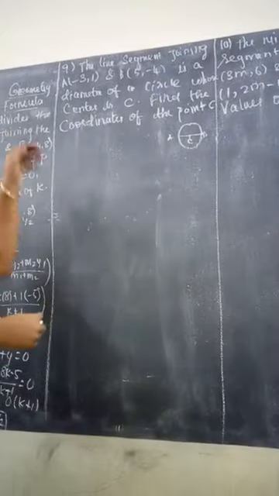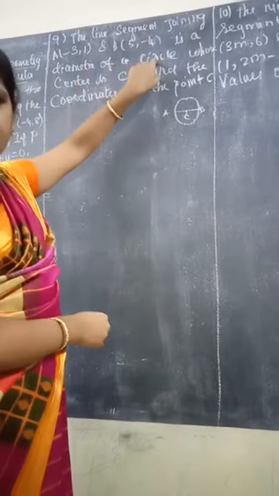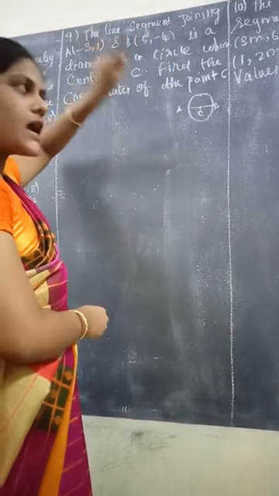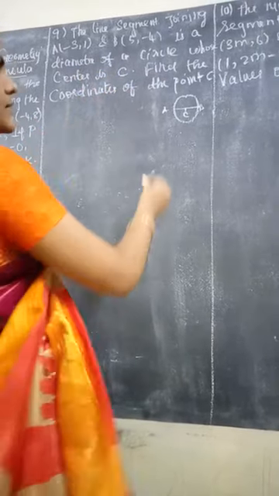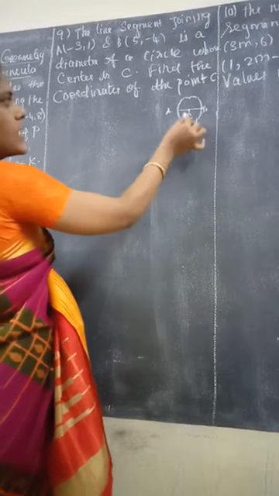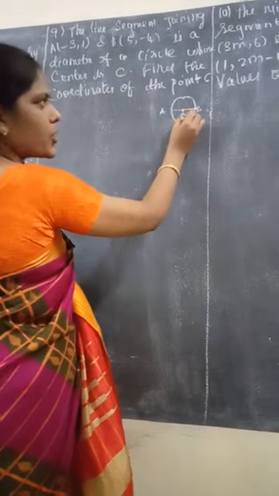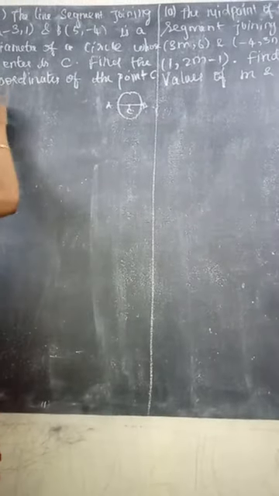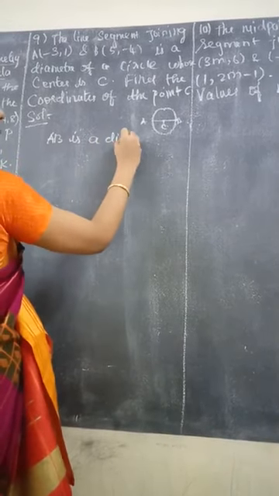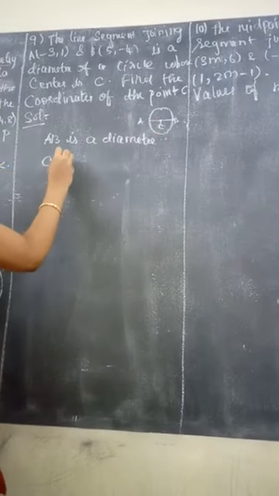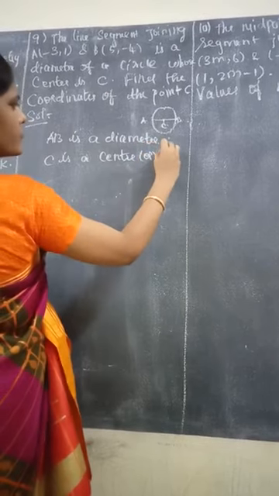Okay, next question. The line segment joining 2 points is a diameter of a circle whose center is C. So find the coordinates of the point C. Listen, this is the circle. Here A and B are the ends of the diameter of the circle. Here this point is the midpoint of that. So listen, here AB is a diameter, C is the center or midpoint.